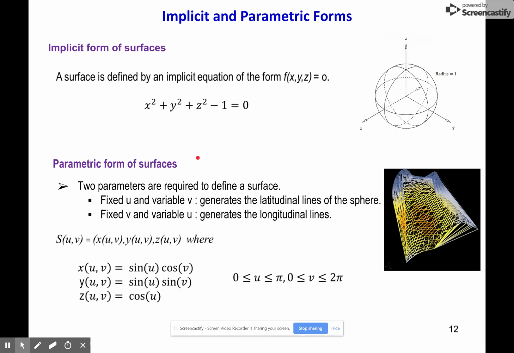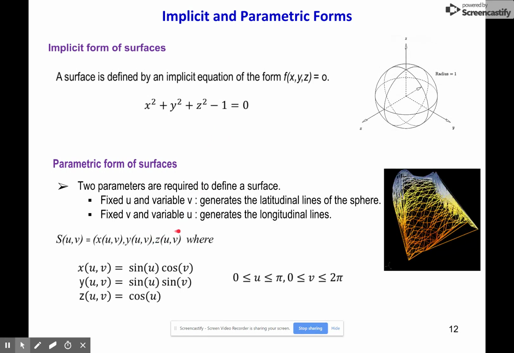And coming to surfaces, a surface is one dimension bigger than a curve. You can see this is a sphere equation, which has the origin as the center of the sphere. The representation of the sphere is x square plus y square plus z square minus 1 is equal to 0. And we can represent this surface in terms of implicit form and parametric form.